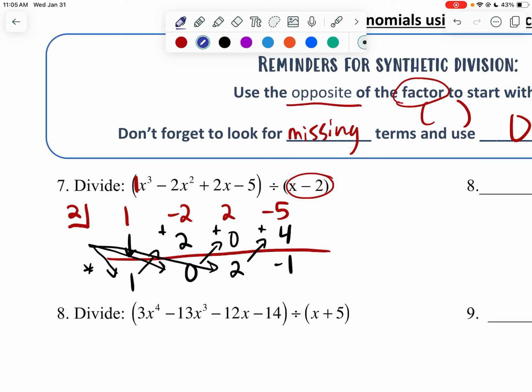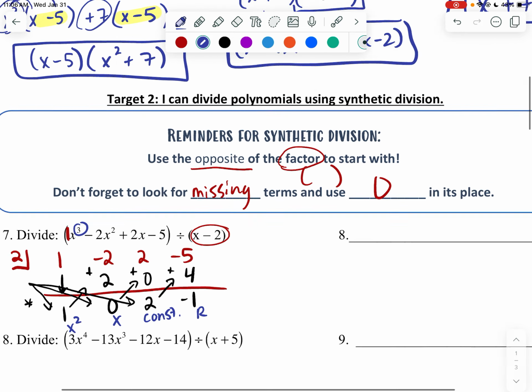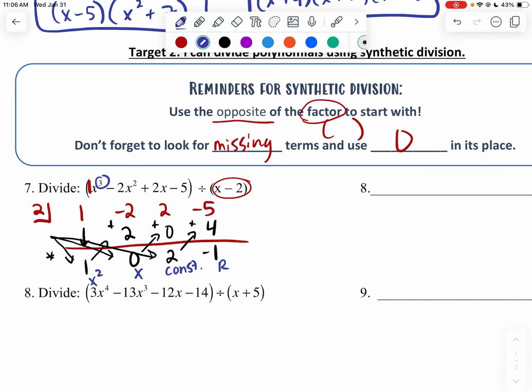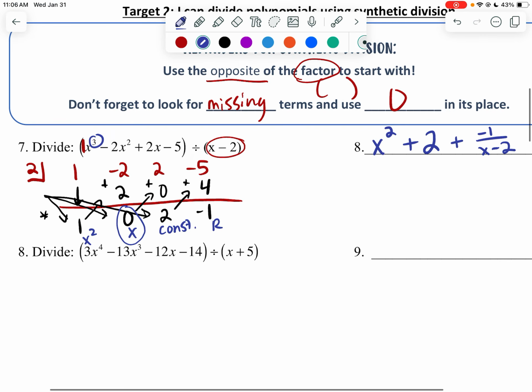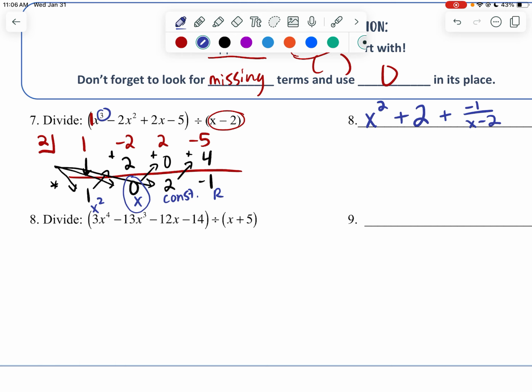And then remember, our answer is always going to start 1 degree less than whatever we started with. So x to the third, our answer is going to start with x to the second, and then you have your constant and then your remainder. So these division questions, we're not asking you to factor or anything. It's just write this part out. And if you have 0 x's, you can skip that. So this would just be +2. That's your constant. And then you have a remainder. So we just typically write plus, and then your remainder over x minus 2. And that's it.